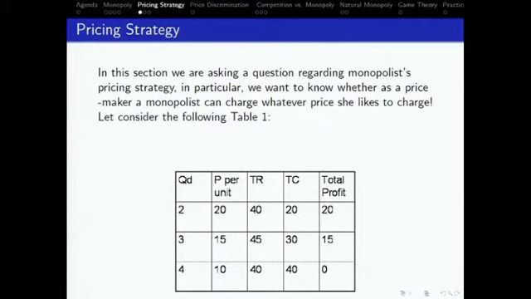The thing is, now I'm considering a different scenario. Think about this way. There are 3 income groups in the market. The quantity 2 belongs to the high income group. Quantity 3 belongs to the middle income group. And quantity 4 belongs to the lower income group. For quantity 2, the high income group, I'm going to charge a higher price, 20. For the middle income group, I charge $15. But for the lower income group, I charge $10.